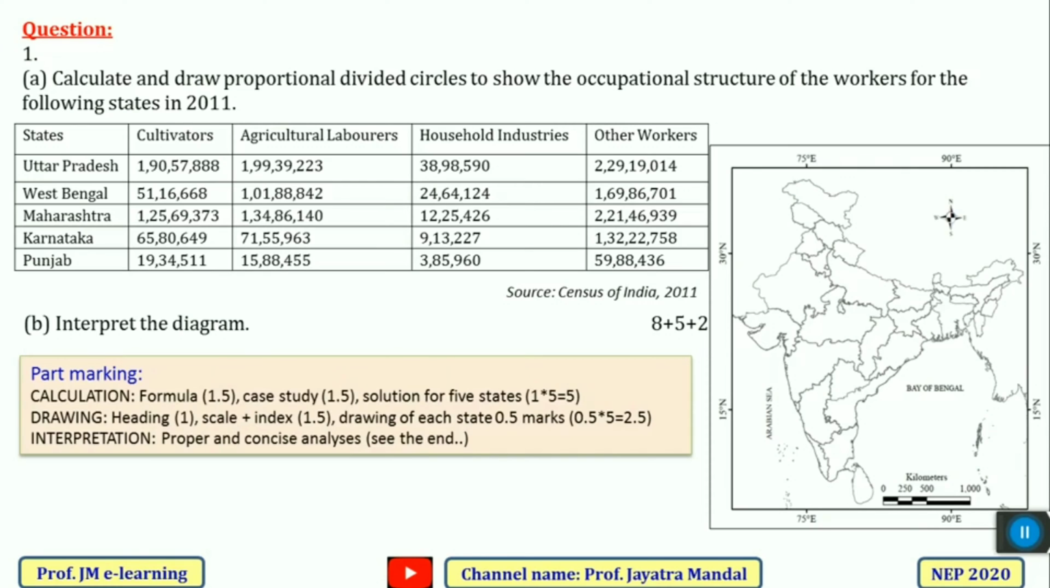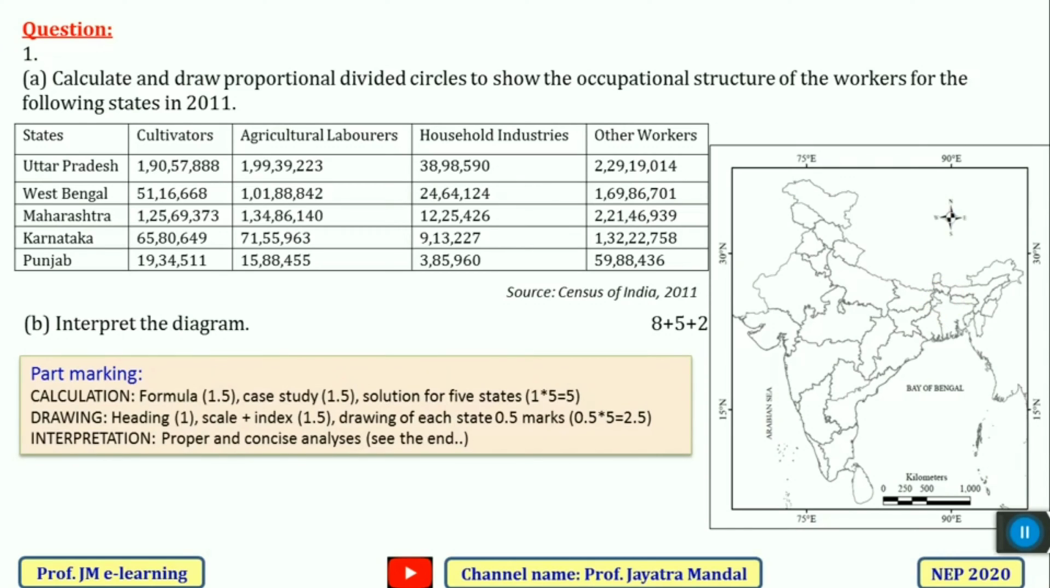Next, there is a question: calculate and draw proportional divided circles to show the occupational structure of the workers for the following states in 2011. There are 5 different states and 4 different types of workers. Interpret the diagram. 8 plus 5 plus 2 marks. This is a map for plotting the circles.